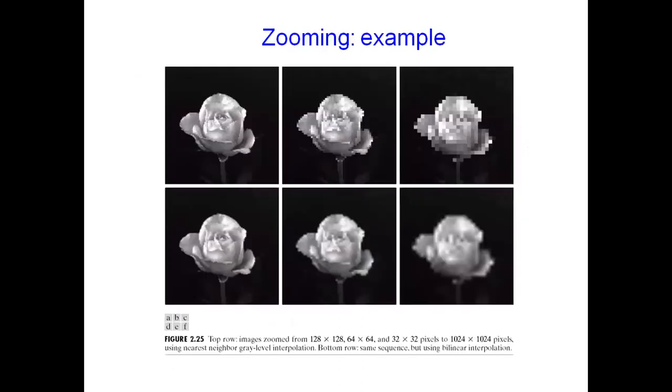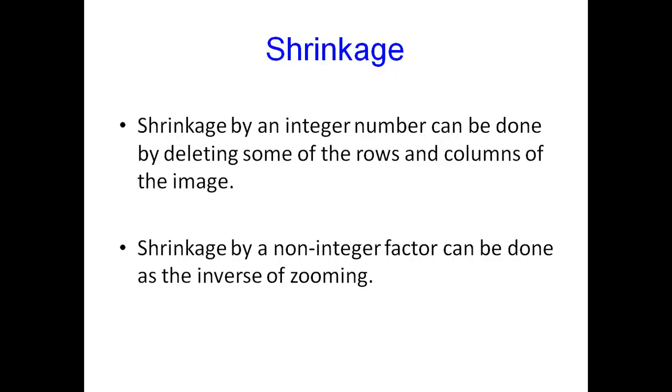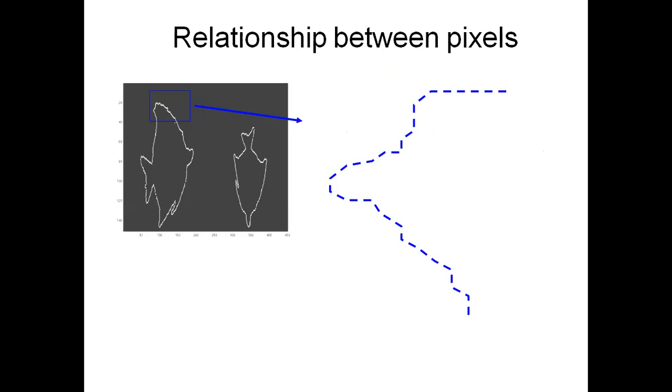For the zooming example, I have shown the top row with images of size 128, 64, and 32, which have been zoomed to 1024, using nearest gray level interpolation. In the bottom row, the same sequence is shown, but we have used bilinear interpolation. There is a difference between the nearest gray level and the bilinear interpolation. In the case of shrinkage, by an integer number we delete some of the rows and columns of the image, and by a non-integer factor it can be done as the inverse of zooming.